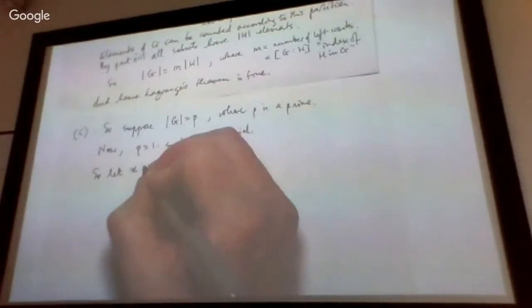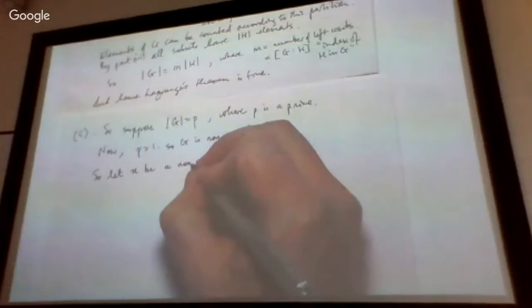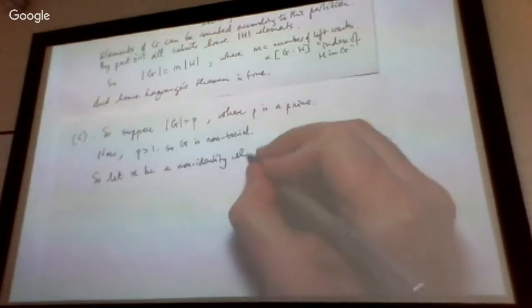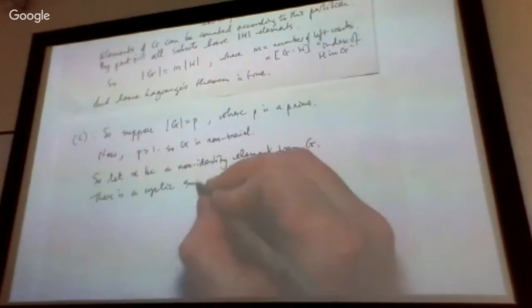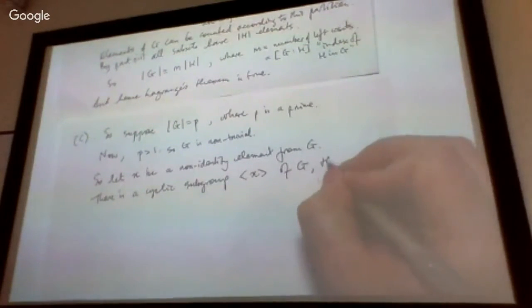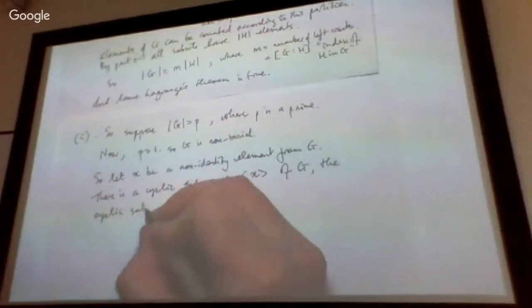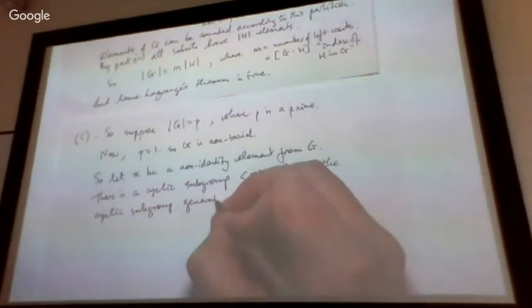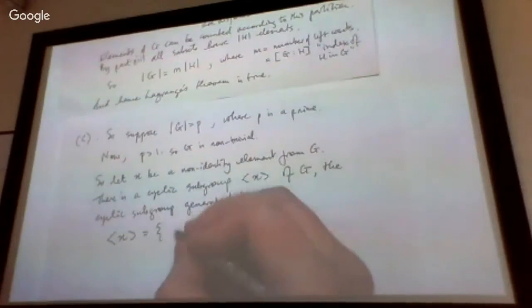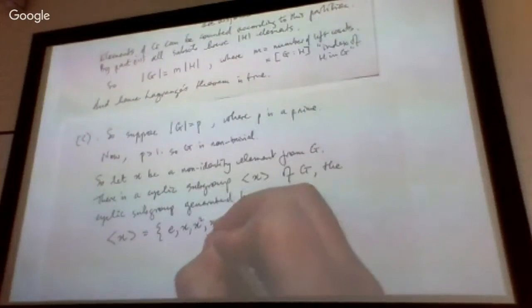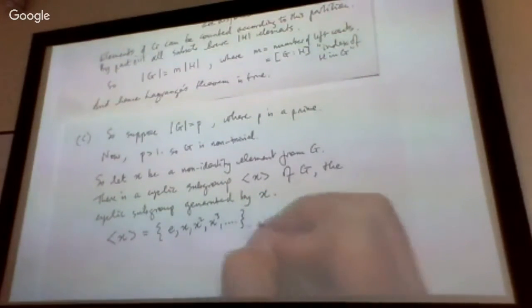So let X be a non-identity element from G. I consider the cyclic subgroup of G generated by X. Write it down: it's the identity, X, X squared, X cubed, and so on. It's all the powers of X.